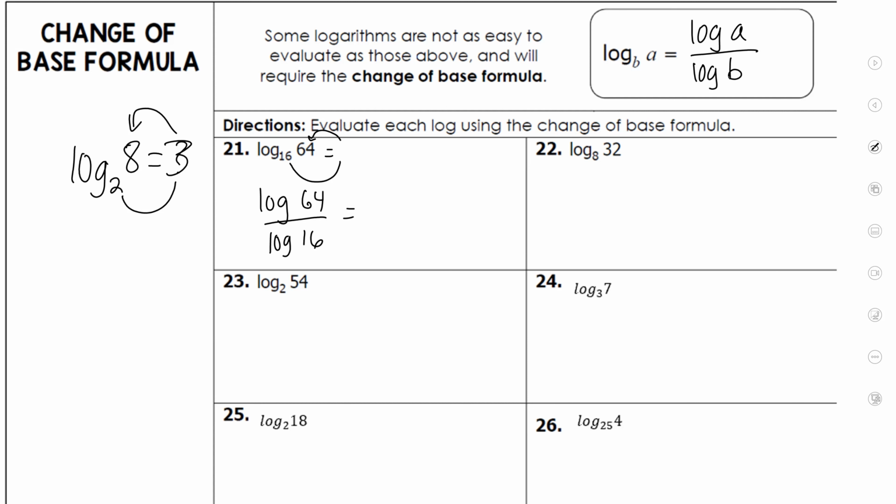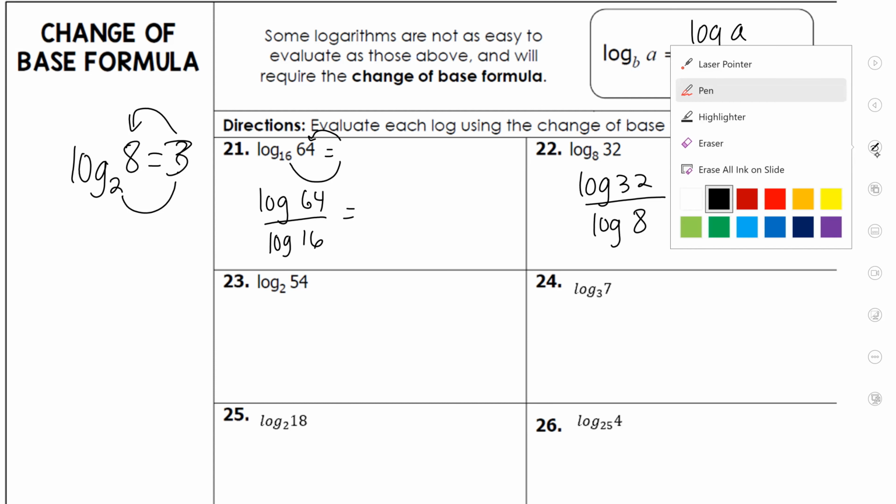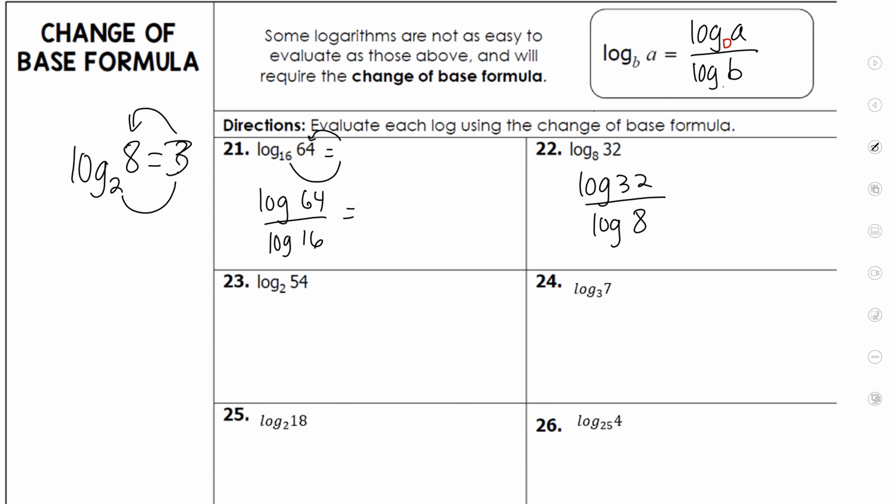So for number 22, we would write log of 32 over log of 8. Now, guys, notice I did not write the base. I didn't put a number here. This is called the common log. What is the base of a common log? 10. So we know that there's tens here. So we're going to use a calculator to evaluate this.